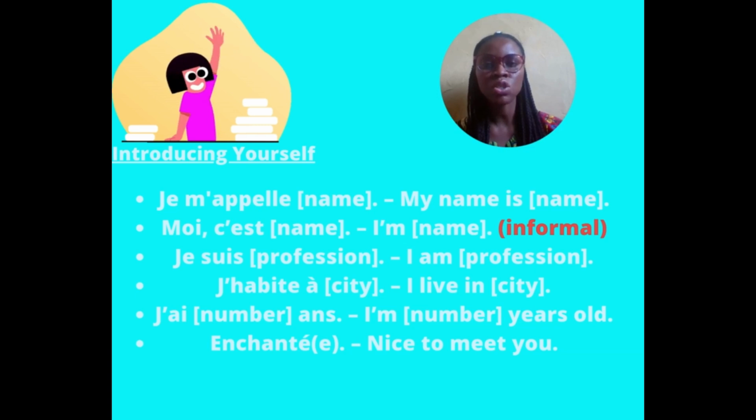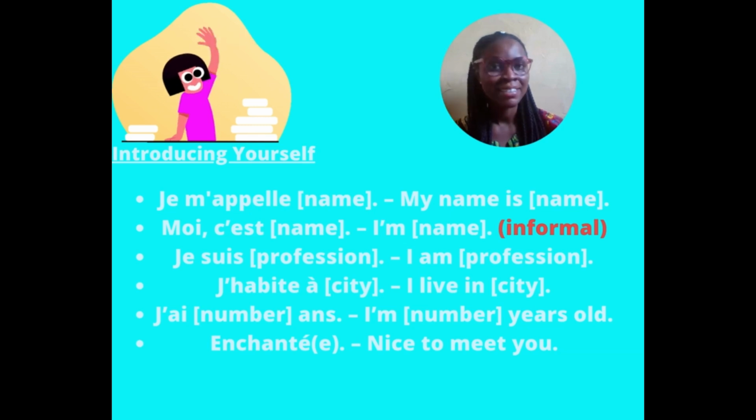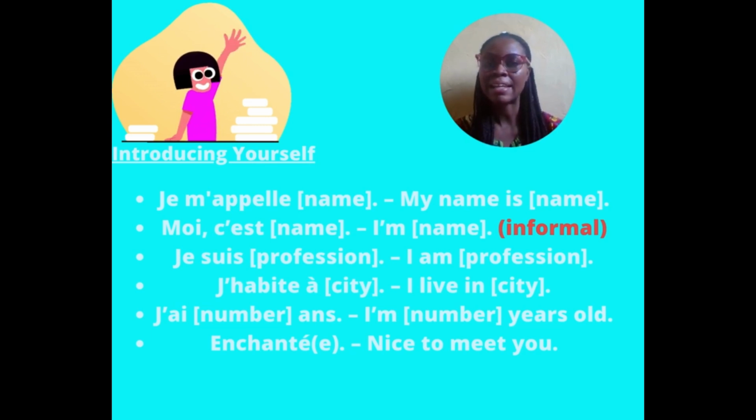Now, where do you live? J'habite à. And then where you stay. Your age. J'ai. Number and then un. Don't pronounce the S in your un. J'ai 4 ans. J'ai 10 ans. J'ai 7 ans. J'ai 8 ans.